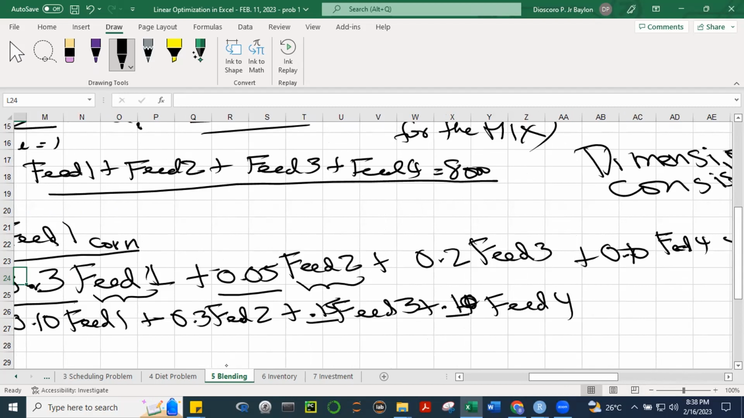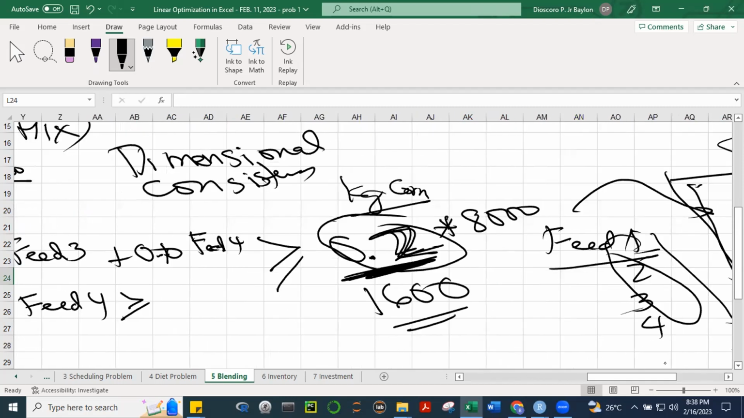And this should be what? Greater than or equal to 1,200, sir. Is it 1,200? 15% times 8,000, sir. Oh, tama, tama. So 1,200. How did you get 1,200? Multiplying the 15% of 8,000, sir. Correct. Thank you. That's correct.